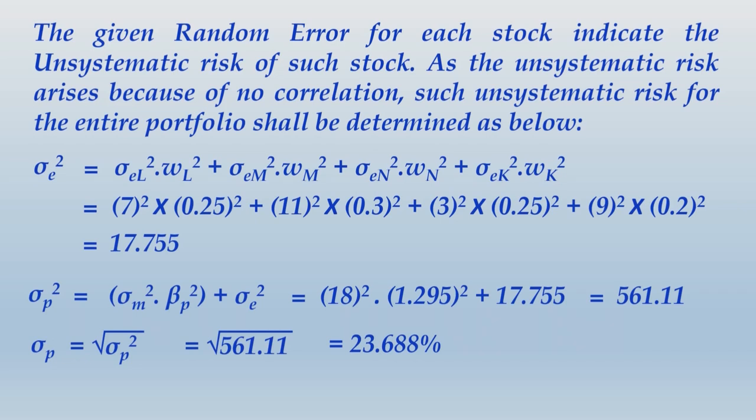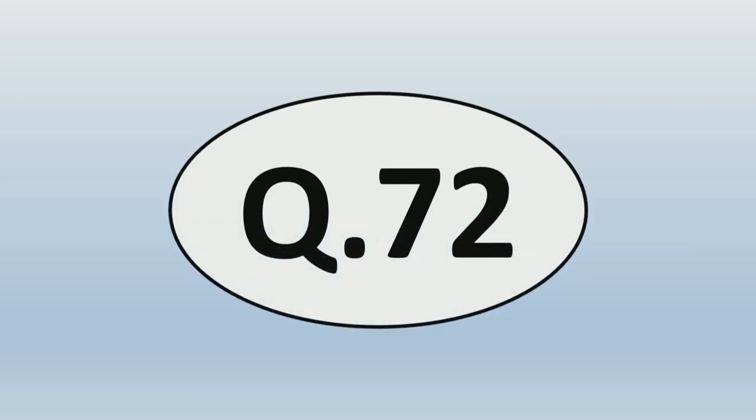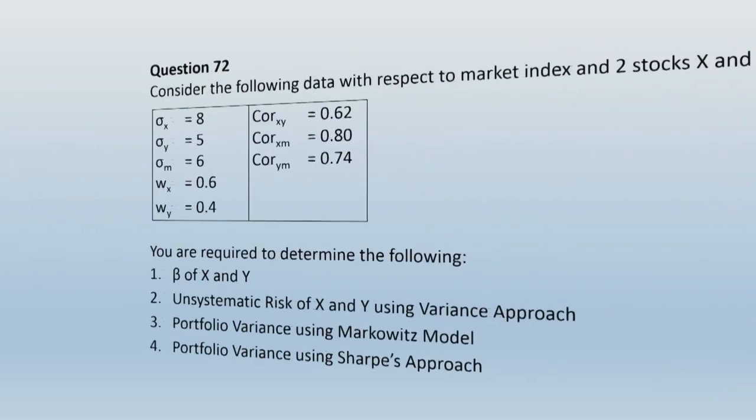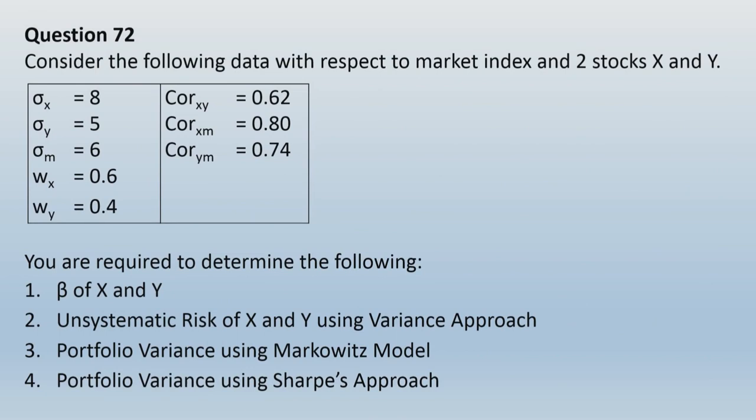Alright friends, let us move ahead and take up question number 72. Let us read this question. Consider the following data with respect to market index and two stocks X and Y. Sigma X, sigma Y, sigma M. That means standard deviation of stock X, stock Y and market is given to you. Weight of X, weight of Y is also given to you.